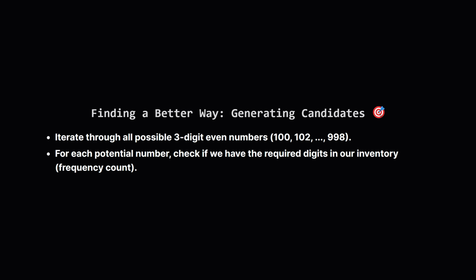For each candidate number, like say 320, we break it down into its digits. Then we check our inventory. Do we have at least one 3? Yes. At least one 2? Yes. At least one 0? Yes. Great. So 320 is a valid number we can make.